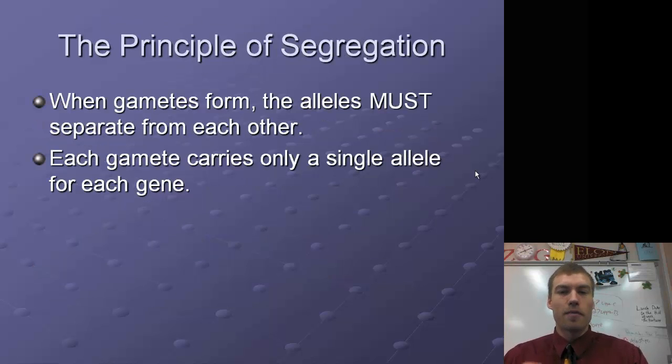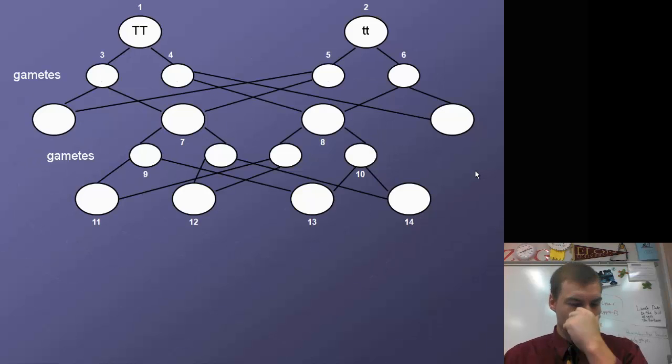All right, and the principle of segregation: when gametes form, so gametes, we're talking about sperm and egg cells, the alleles must separate from one another, okay? So each gamete is only going to have a single allele for each gene. So let's take a look at what that kind of looks like, okay?